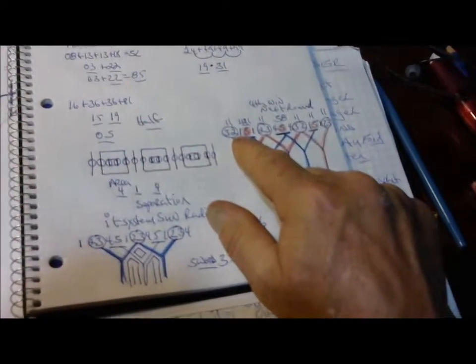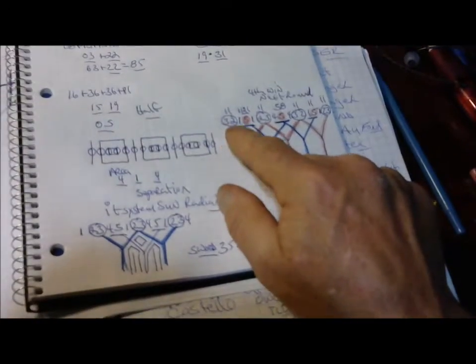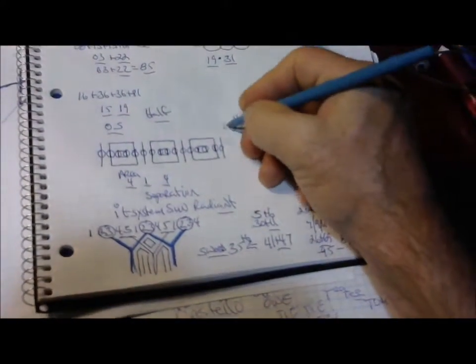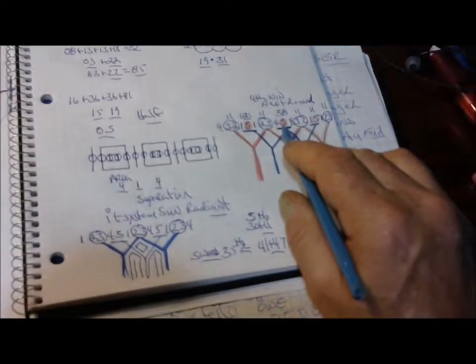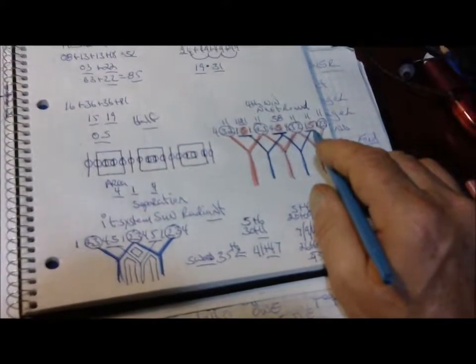3, 2, 1. 5 in the center. 4, 3, 2, 1. I didn't write it down. I'll write it down. 4, 3, 2, 1. 5 in the center. Separation. 1, 2, 3, 4. 5 in the center. Separation. 4, 3, 2, 1. 5 in the center. Separation.